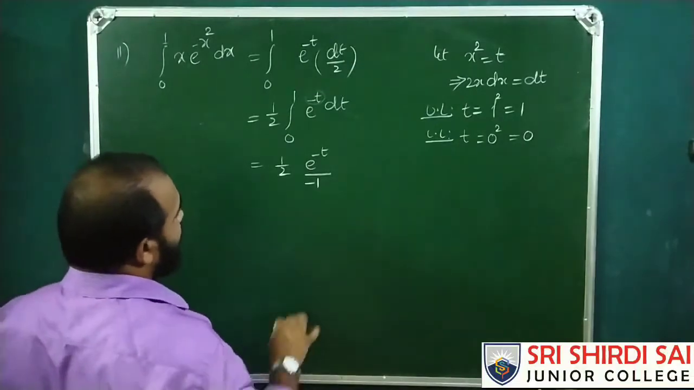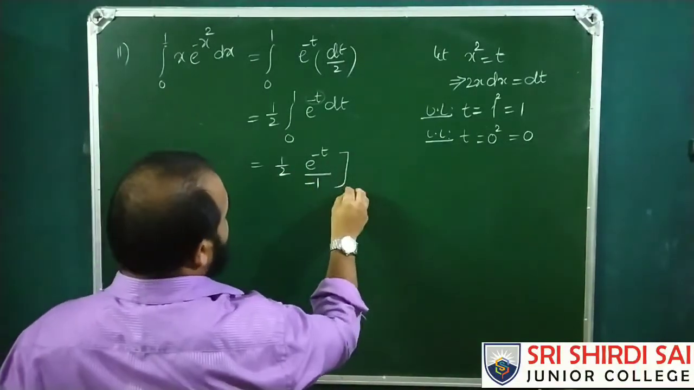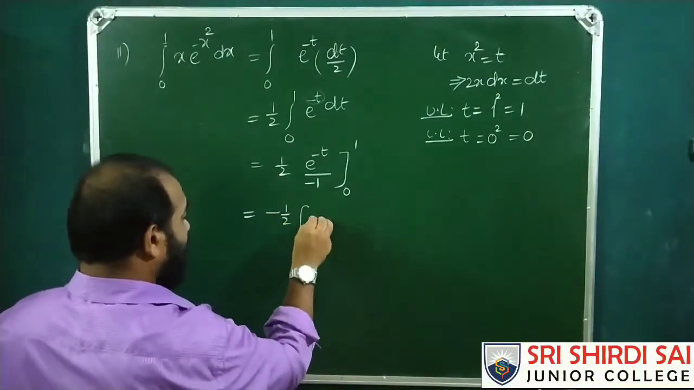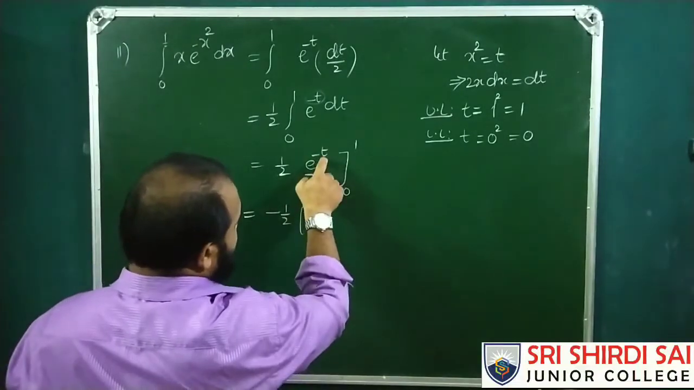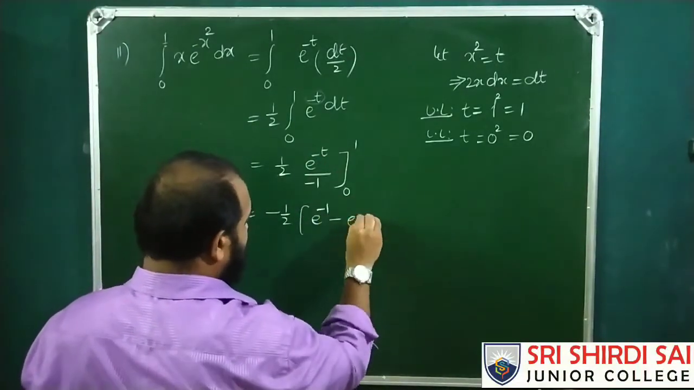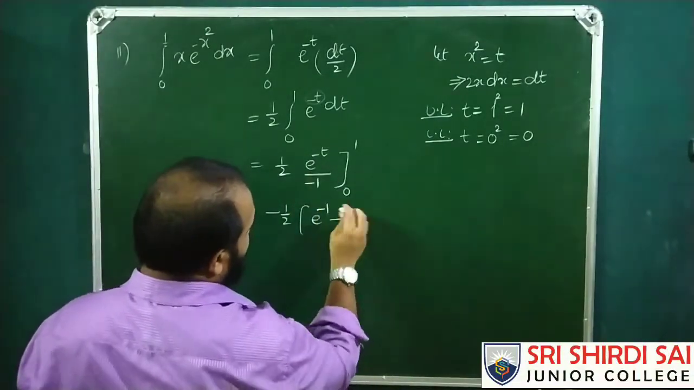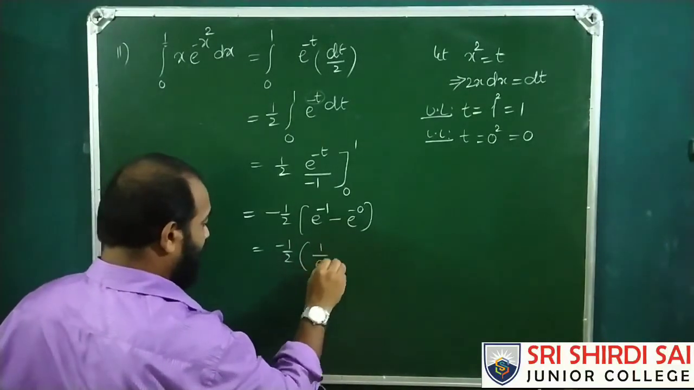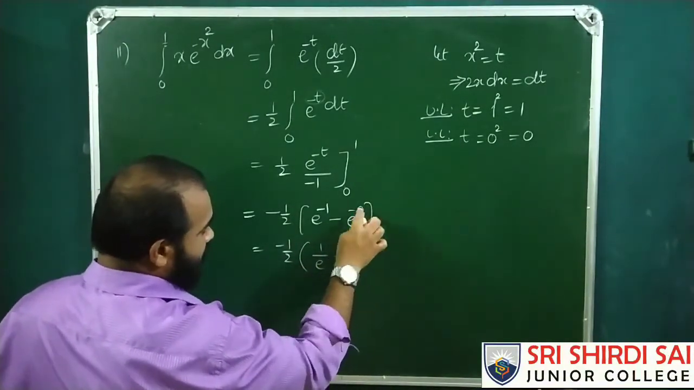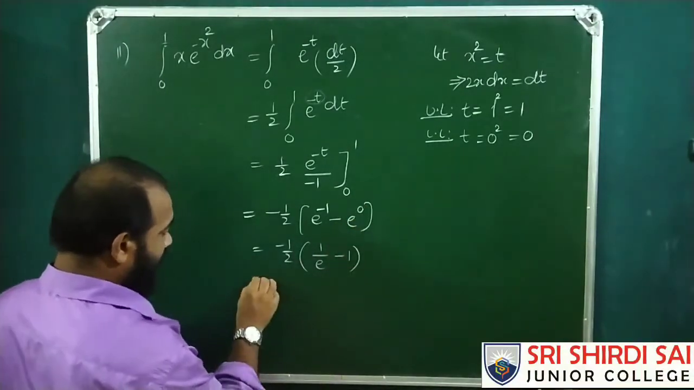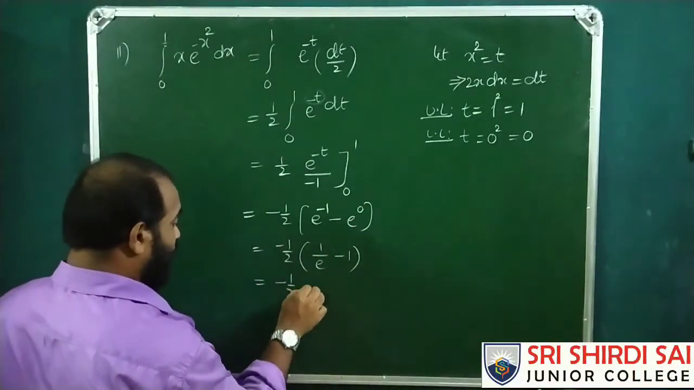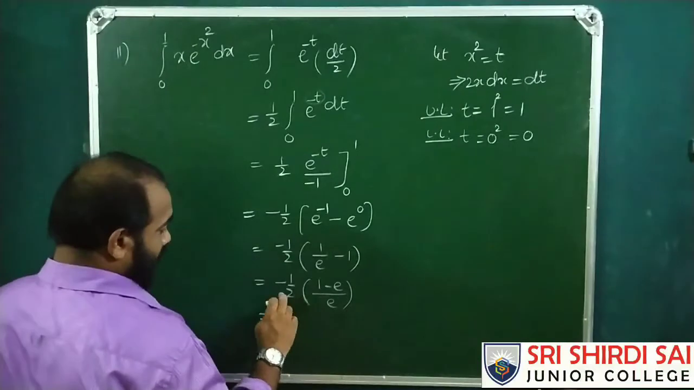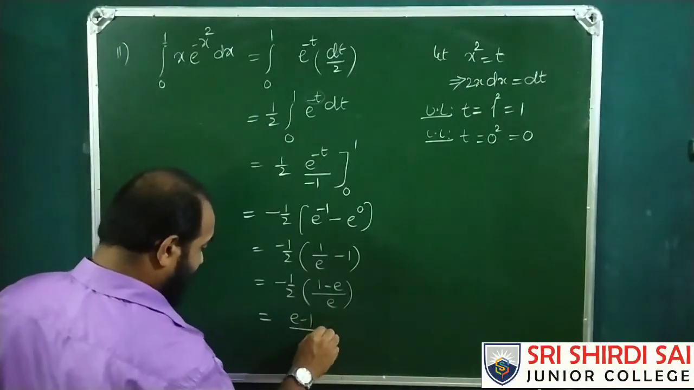Since the process of integration is over, we need to write the values 0, 1 here. So 1 by 2 into minus 1 is minus 1 by 2, e power minus, in the place of t upper limit 1, minus e power minus, in the place of t lower limit 0, so minus 0. So minus 1 by 2, e power minus 1 value is 1 by e, minus e power 0, whose value is 1. So minus 1 by 2, 1 minus e by e, LCM. So e minus 1 by 2 into e.